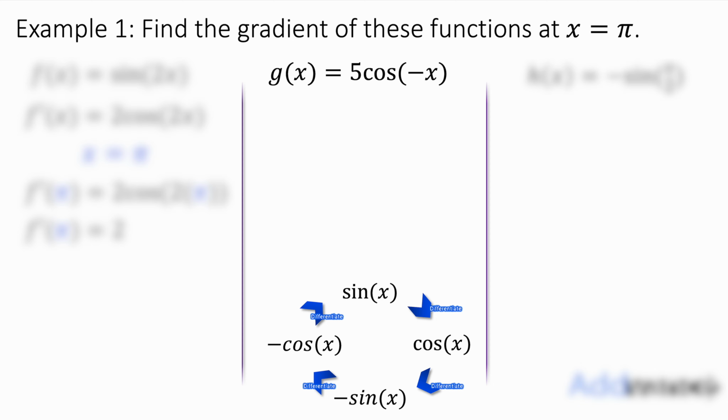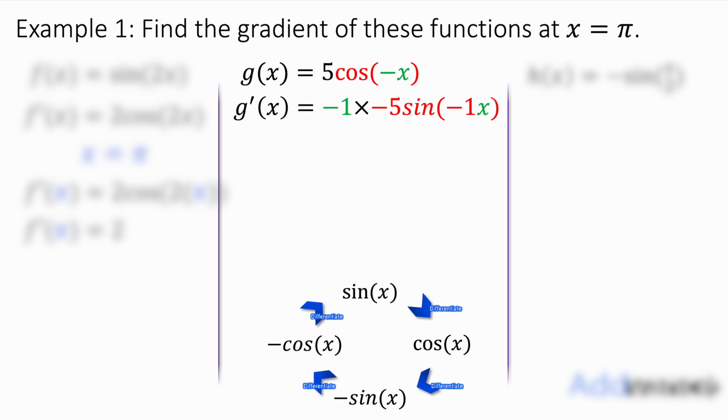Now, let's look at g of x is 5 cos of minus x. Well, cos differentiates to minus sine, so this is going to be minus 5 sine of minus x. Inside the brackets, minus 1 of x differentiates to minus 1. Just remember there's a minus 1 in front of the x. And so we multiply outside the brackets by minus 1. So minus 1 times minus 5 sine of minus x. Minus 1 times minus 5 is positive 5. So we get 5 sine of minus x.